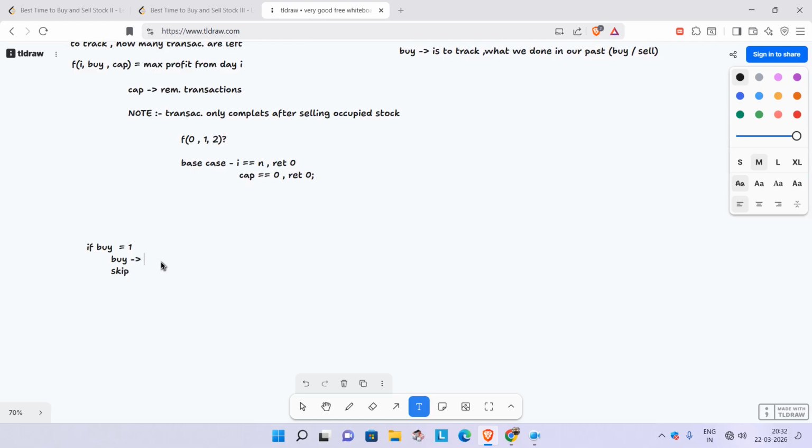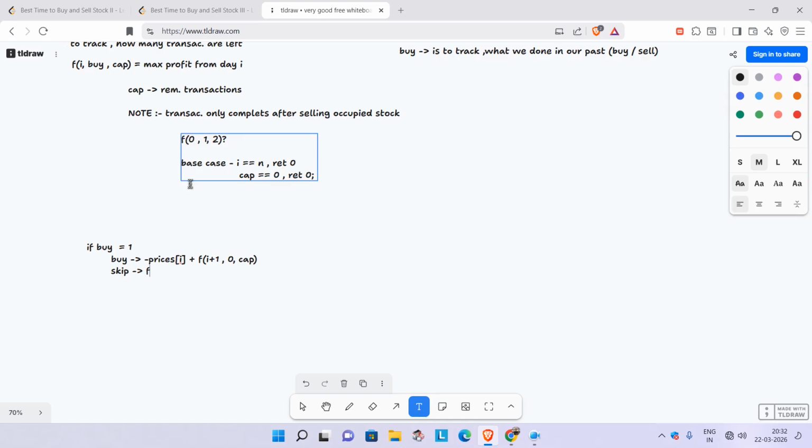If we buy, our profit is reduced by prices of i. We call for another index, our status of buying and selling changes, and the capacity remains the same. I emphasize this part again, because the transaction is still not complete. It completes after selling the occupied stock. Till now we don't have to sell, so that's why capacity remains the same.